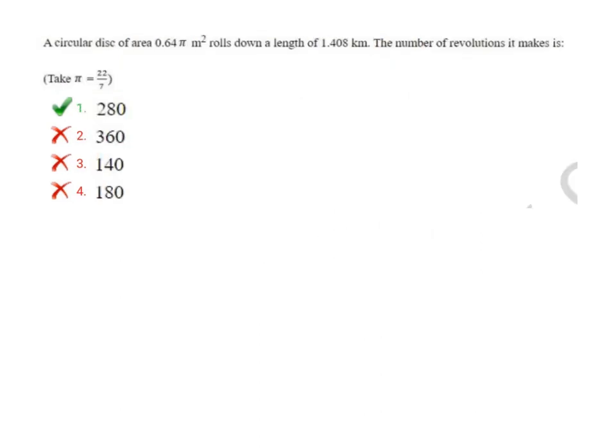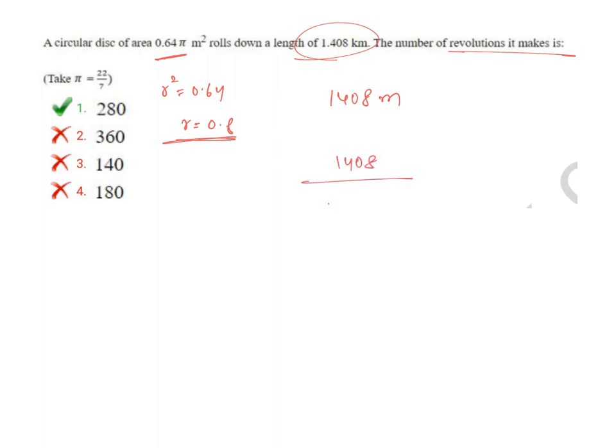A circular disc of area 0.64 pi. Pi r square. If r square is 0.64, then I can say r is equal to 0.8. So it rolls down, so it has traveled a length of 1408 meters. The number of revolutions: one revolution is 2 pi r. So 1408 by 2 pi r, if you do 2 into 22 by 7 into 0.8, I can say 8 by 10.